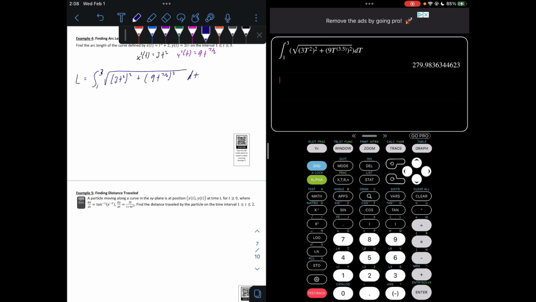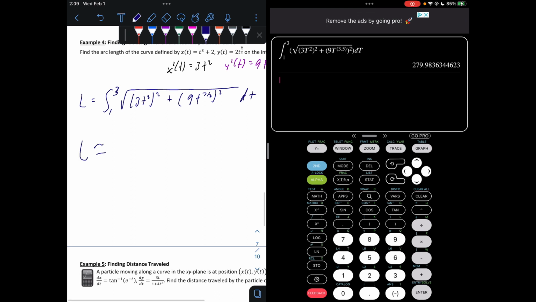Okay, and I am getting 279.984. Just double checking on my other calculator, this iPad calculator, to make sure that I didn't type something in incorrectly. No, same answer. So 279.984 would be our arc length.